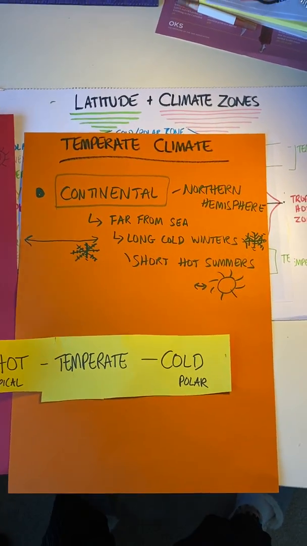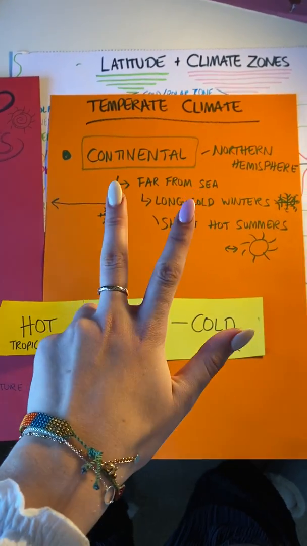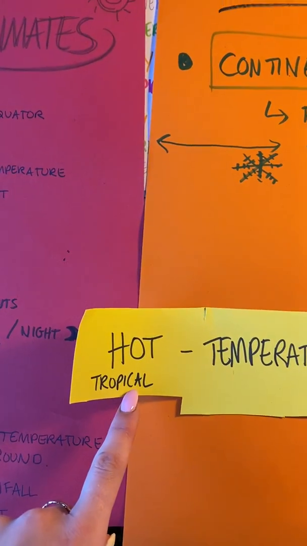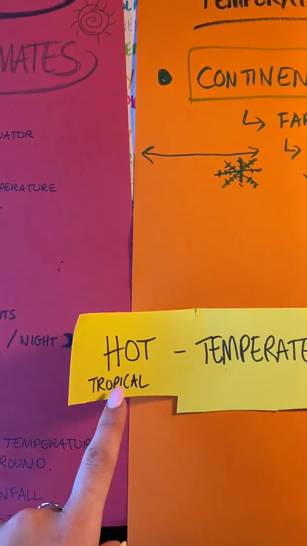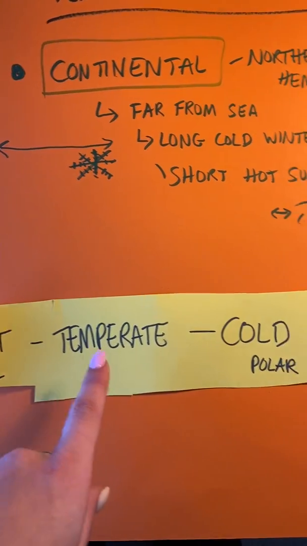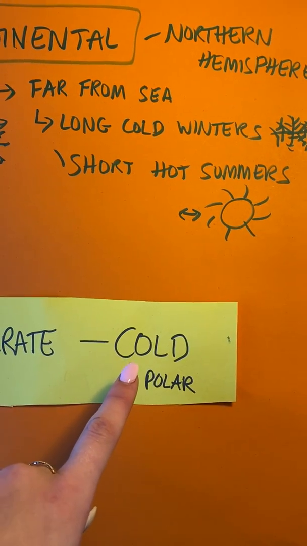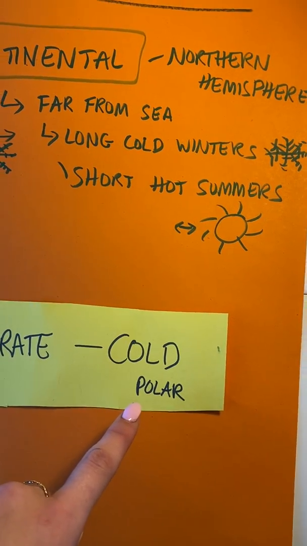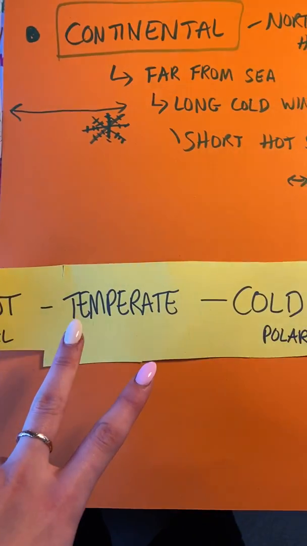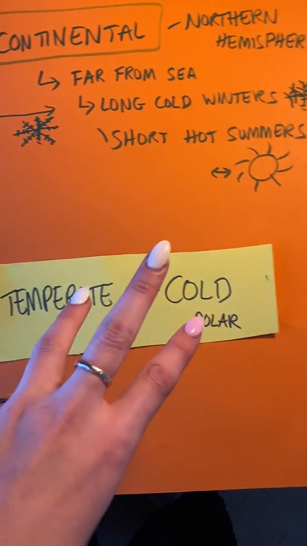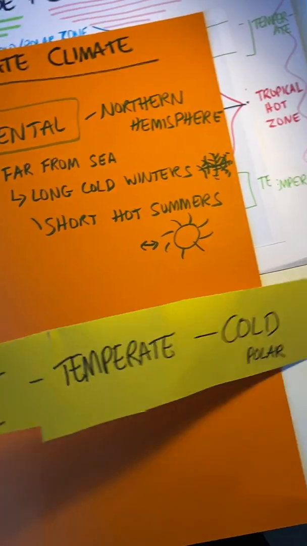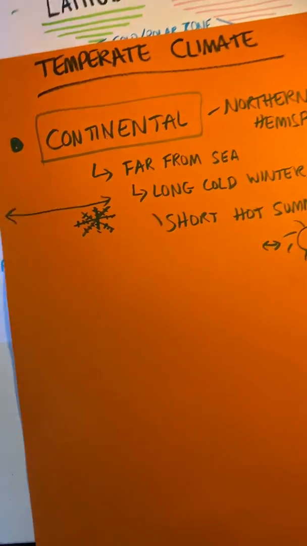Hi guys, so today we're going to talk about three key types of climate zones. Number one, hot or tropical zones. Number two, temperate zones. And number three, cold or polar zones. So that's one, hot and tropical, two, temperate, and three, cold and polar. Cool. So let's start with hot and tropical.